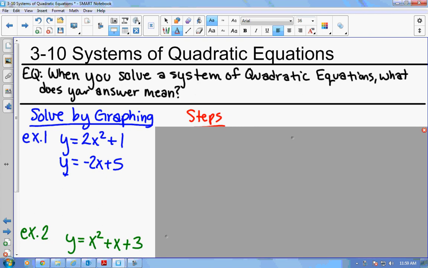Okay? The first type of problem we're going to do is solving by graphing. There's multiple ways you can solve these. And I'm going to show you all of them, and if the directions say solve this way, you need to solve it by that way. If it doesn't tell you which way to solve it by, you can pick your favorite.